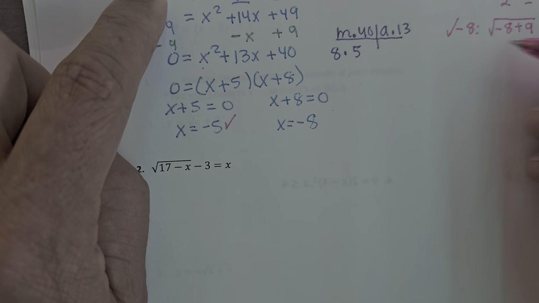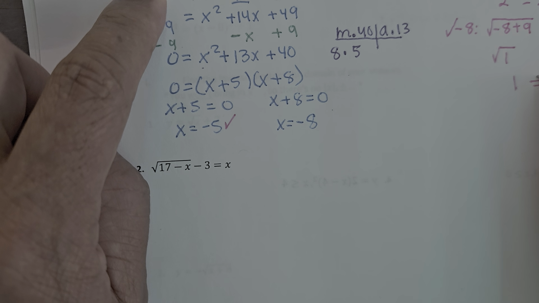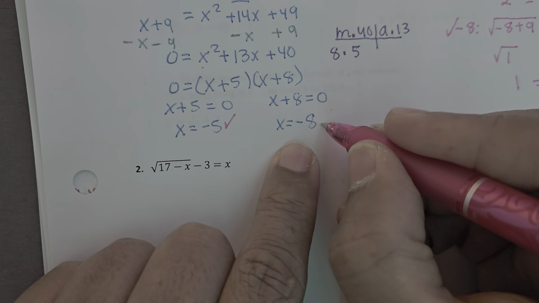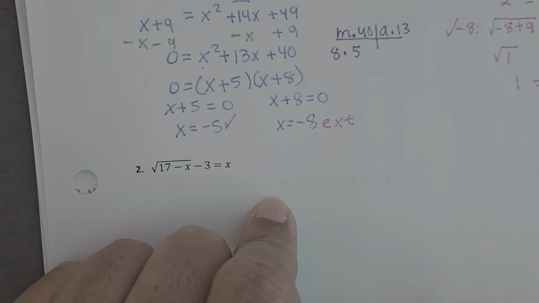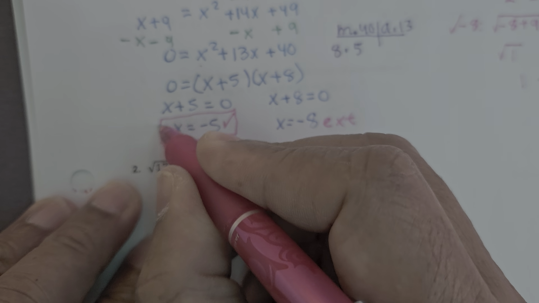Well, negative 8 plus 9 inside of the radical gives you a 1. Okay, and negative 8 plus 7, that's negative 1. And the square root of 1 is 1. But this here is a false statement. This is false. So that means that this solution is extraneous. So I'm just going to write ext for extraneous. Okay, so this is the only solution that works.